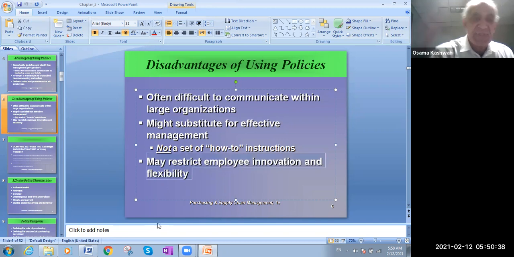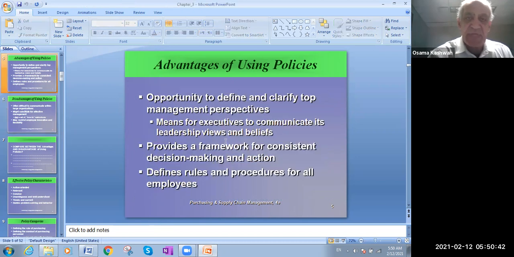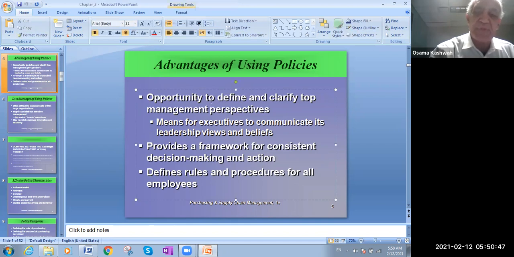Those are some drawbacks, the disadvantages of using policies. So the advantages are here. The advantages are the opportunity to define and clarify top management perspectives, to show what the top management needs, a means for executives to communicate their leadership views, provide a framework for consistent decision making and action, defines rules and procedures for all employees.